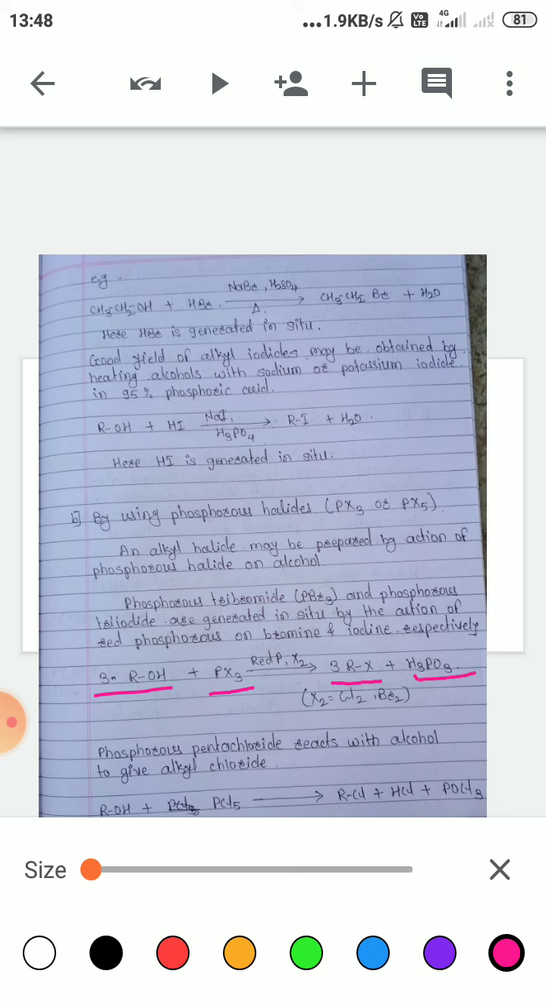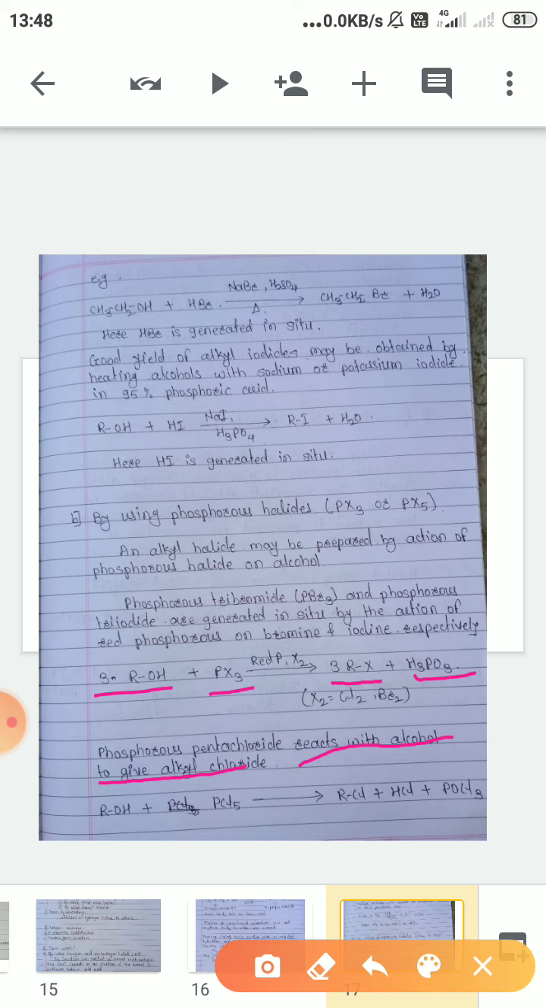Now we are going to see phosphorus pentachloride reacting with alcohol to give alkyl chloride. Here only 1 mole of alcohol reacts with only 1 mole of phosphorus pentachloride, it gives 1 mole of alkyl halide plus 1 mole of hydrochloric acid plus POCl3.